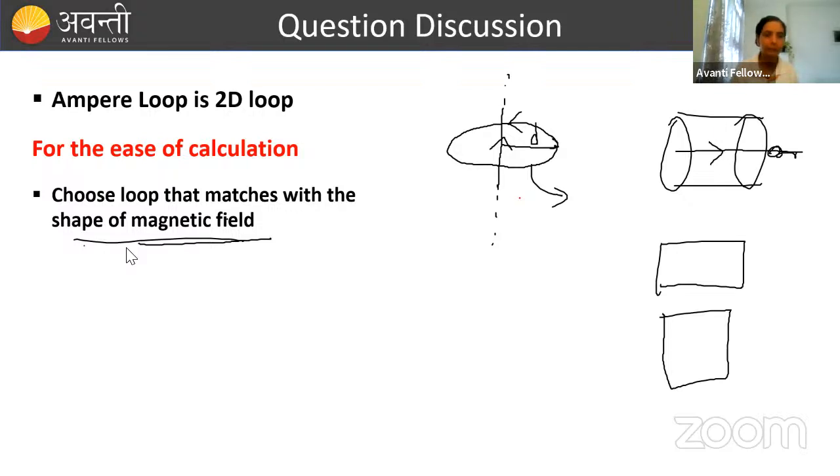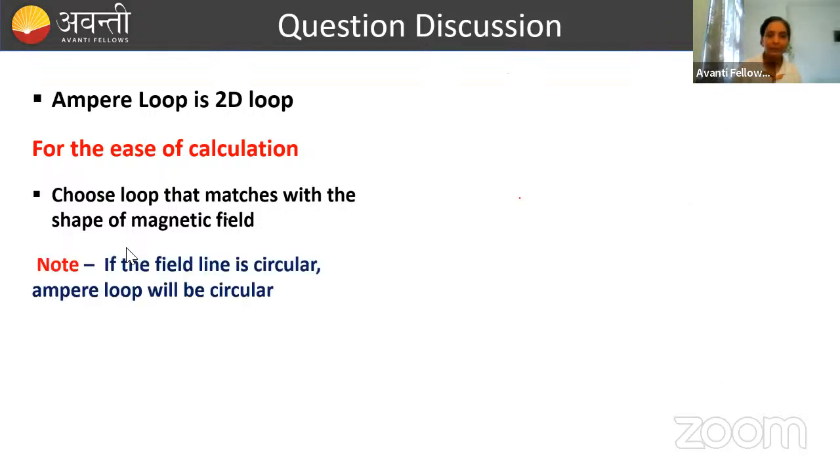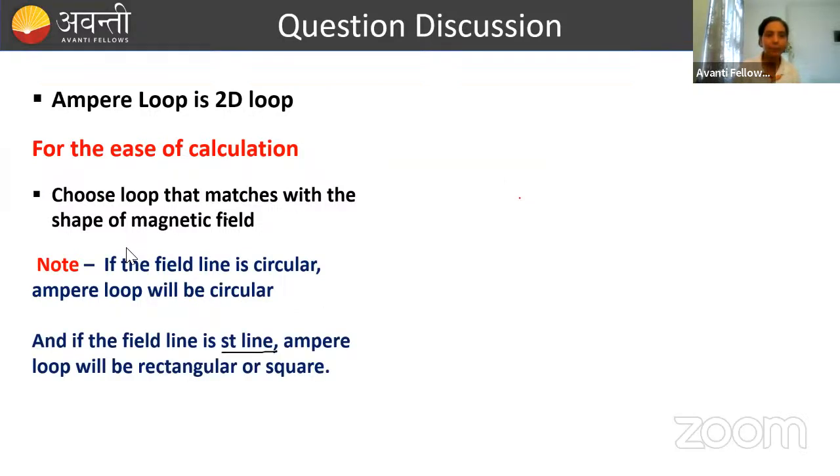तो ये आगे हम लोग करेंगे भी. If the field line is circular, ampere loop will be circular. If the field line is a straight line, ampere loop will be rectangular or square. चलो मैं एक करके दिखाती हूँ.